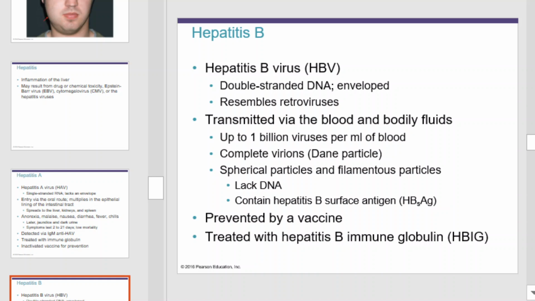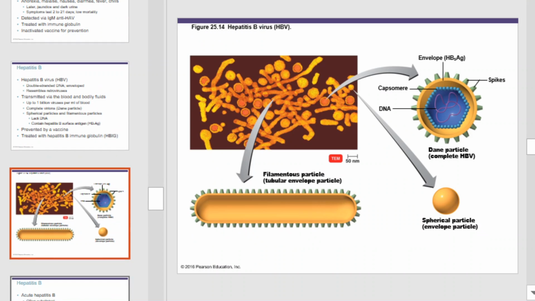Hepatitis B. Hepatitis B is a double-stranded DNA enveloped virus which resembles retroviruses. It's transmitted via the blood and body fluids. Up to 1 billion viruses can be found per ml of blood. It has spherical particles and filamentous particles which lack DNA. They do contain hepatitis B surface antigens. Hepatitis B can be prevented by a vaccine and treated with hepatitis B immunoglobulin, HBIG.